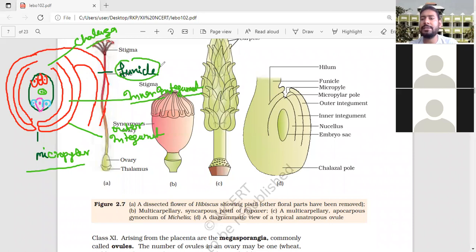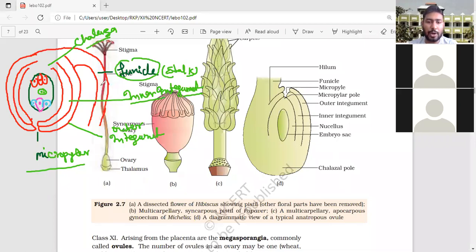I told you the funicle is the stalk-like structure. Just look, this is the stalk. The funicle is the stalk-like structure by which the ovule gets attached with the placenta. Funicle is the site or location. Is it clear to all of you? Yes, sir. Okay, very good.